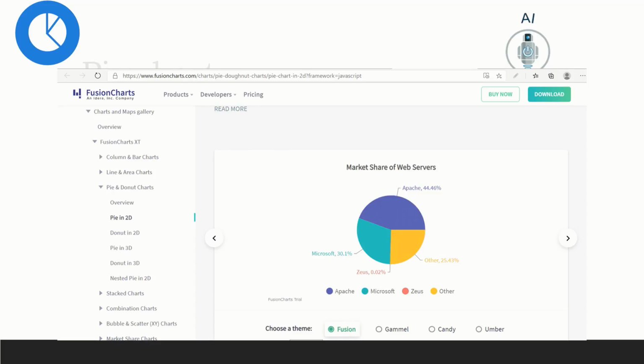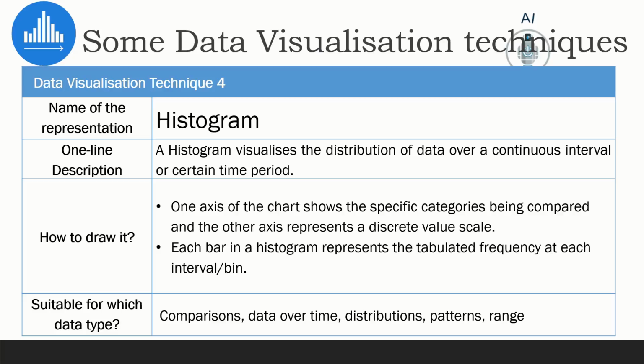So given here is a pie chart that shows the market share of web servers such as Apache, Microsoft, Zeus, and others. The fourth data visualization technique that we will be learning is the histogram. Histogram is a variant of bar chart. Histogram visualizes the distribution of data over a continuous interval or a certain time period, whereas a bar chart need not have a continuous interval.